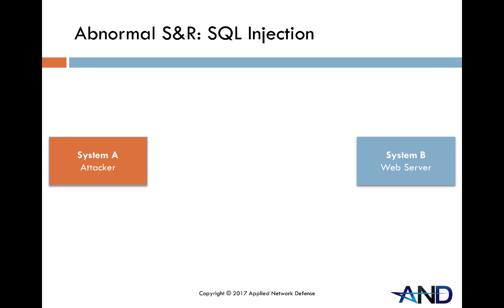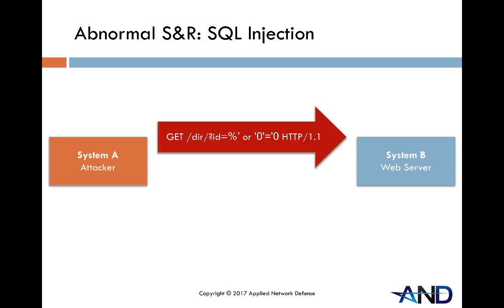Now, in this case, we have System A and System B, and we're going to send a very specially crafted command. It says GET /directory/?ID= and then some stuff that doesn't really make a lot of sense. This looks like a bunch of mess. Well, what we're doing here is actually manipulating the ID parameter on the page we're interacting with.